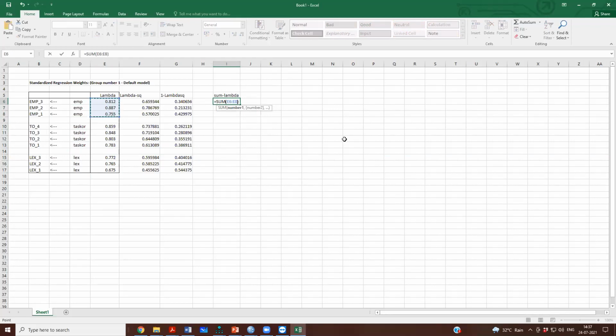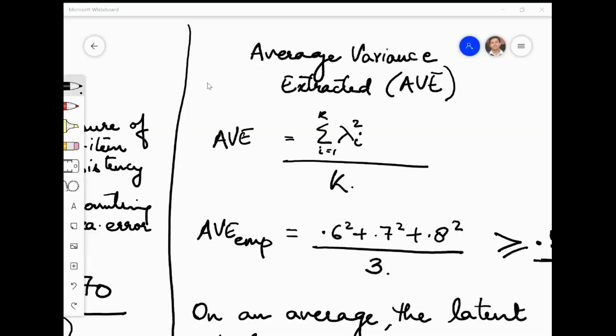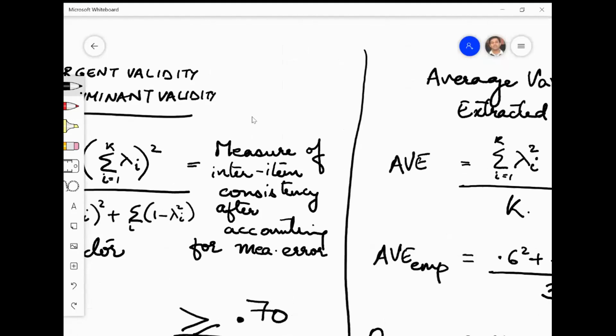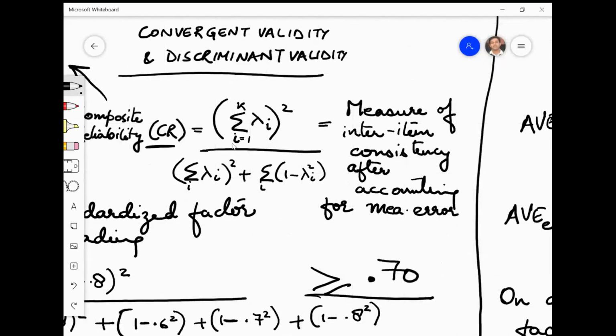So for composite reliability, we need sum of lambda, right? Remember this formula, we said for composite reliability we will take the sum of the lambdas. So this part is the sum of lambda that we are computing, right? So this is sum of lambda.